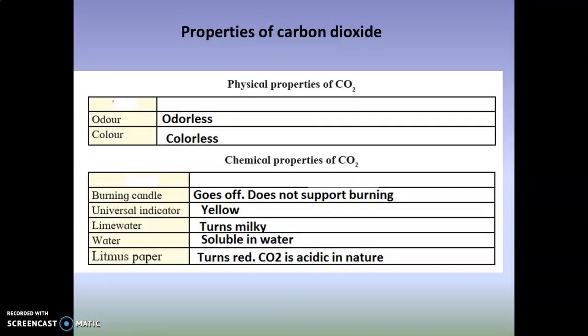So very common gas. Now coming to properties of carbon dioxide. Physical properties: odor, it doesn't have any odor or smell, no color. Then chemical properties: the burning candle goes off. That means the gas does not support burning. With the universal indicator, it gives yellow color. When you put carbon dioxide in lime water, it turns milky. It is soluble in water, and with litmus paper, it turns red. So it is acidic in nature.